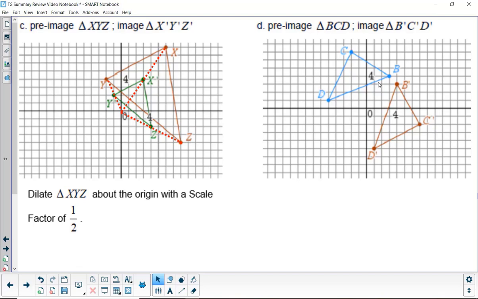Here we have D, and I wasn't sure what was going on there, so I connected the corresponding vertices, and I'm trying to look at where the line would be that would be the midpoints of those and be perpendicular, and it turns out that would be the line y = x. So these are reflections about the line y = x. Reflect triangle BCD about the line y = x.